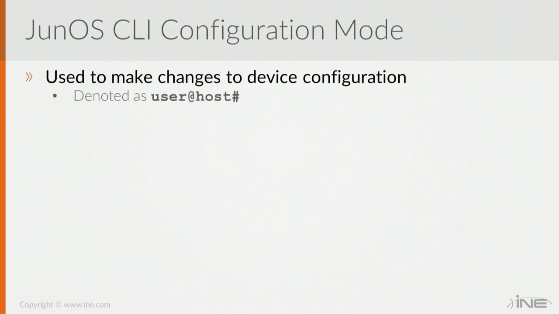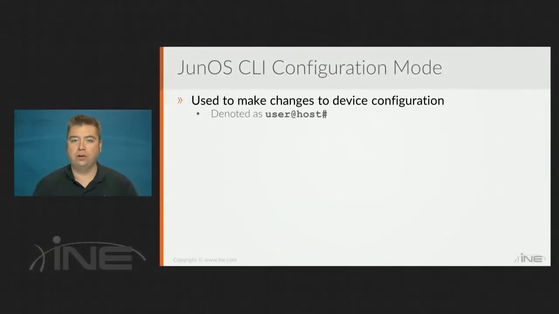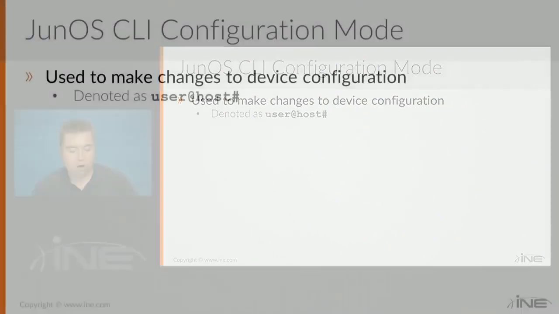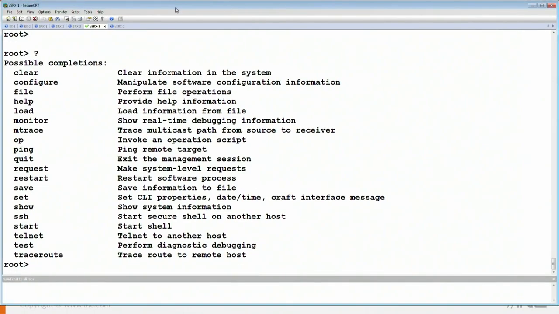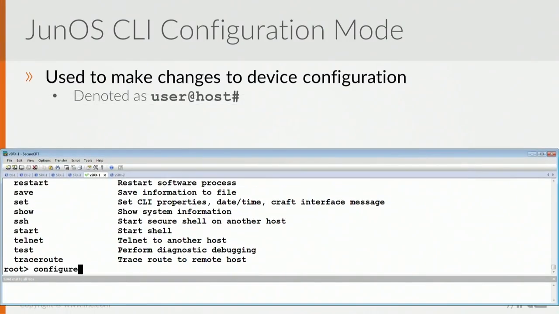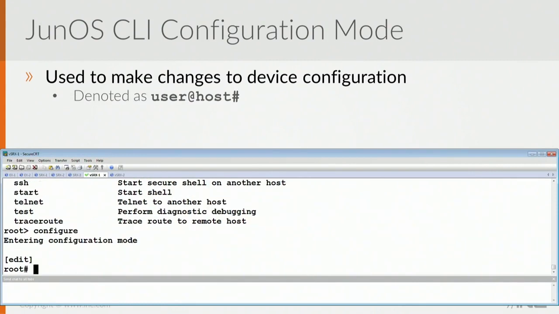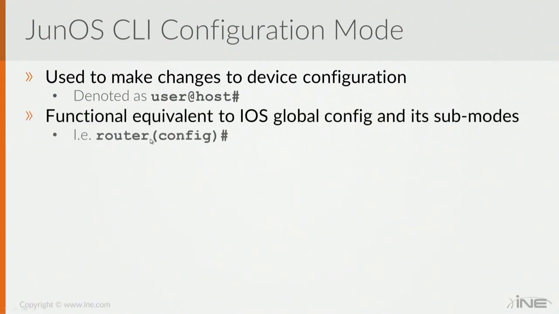Now, just like in Cisco where we have global configuration, JunOS simply calls this configuration mode. This is where we're going to be making any changes. This is going to be denoted by the pound sign after the user and the host. As it stands now with our default login into the SRX boxes, there's not a host name defined, there's only a username, which is simply root. So from here, if we were to say configure, we're going to go into essentially what's global configuration mode. This is the equivalent then of the router with the config in parentheses in iOS.